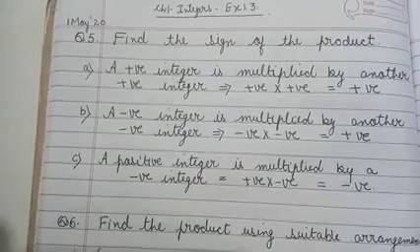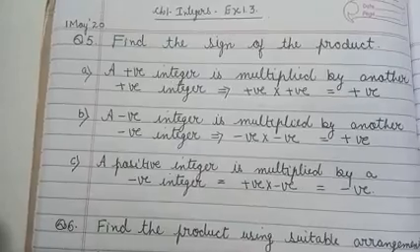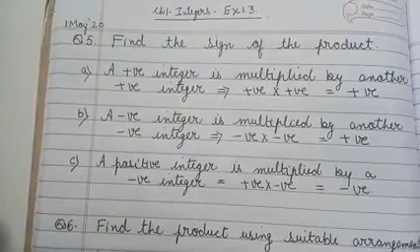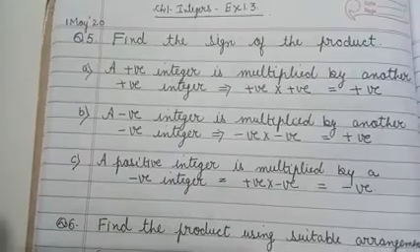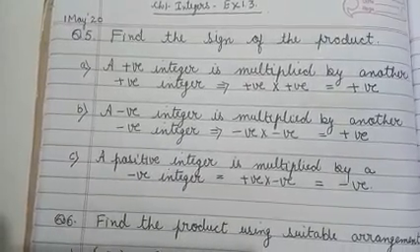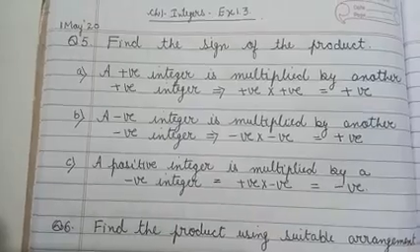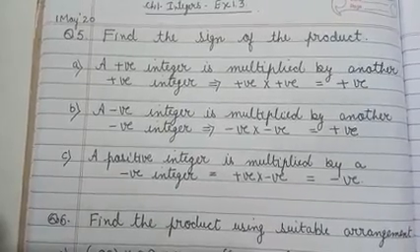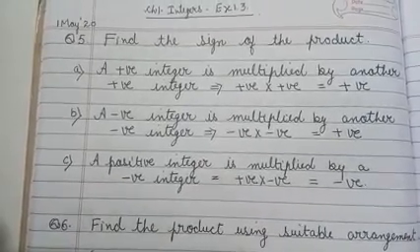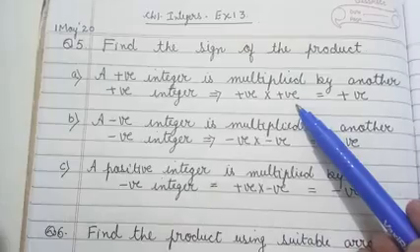The question 5 is: find the sign of the product. Here we have to find only the sign, not the product. We just have to tell which sign will come in the product. So the first question is a positive integer multiplied by another positive integer. It means we have to multiply a positive integer by a positive integer.